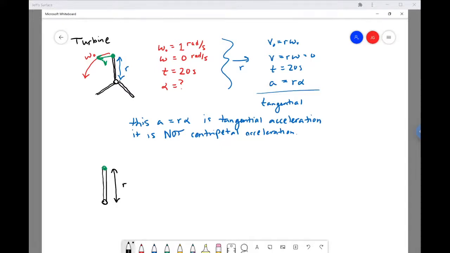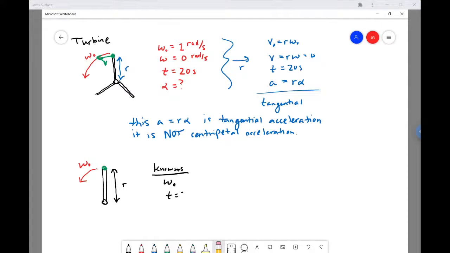Let me write these down. So in this problem that I assigned, the things that you know are the initial angular velocity of the turbine. Again, it's rotating this way, counterclockwise. You know how long it takes to slow down to a stop.